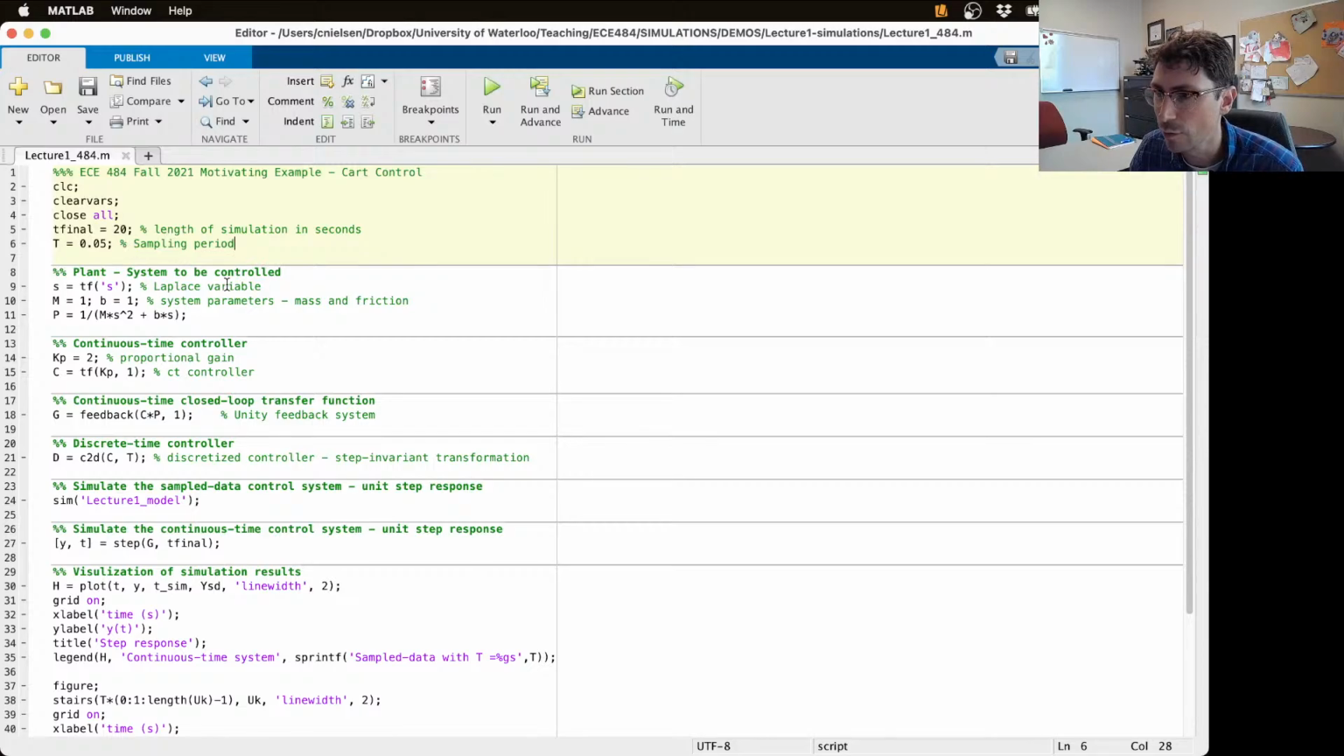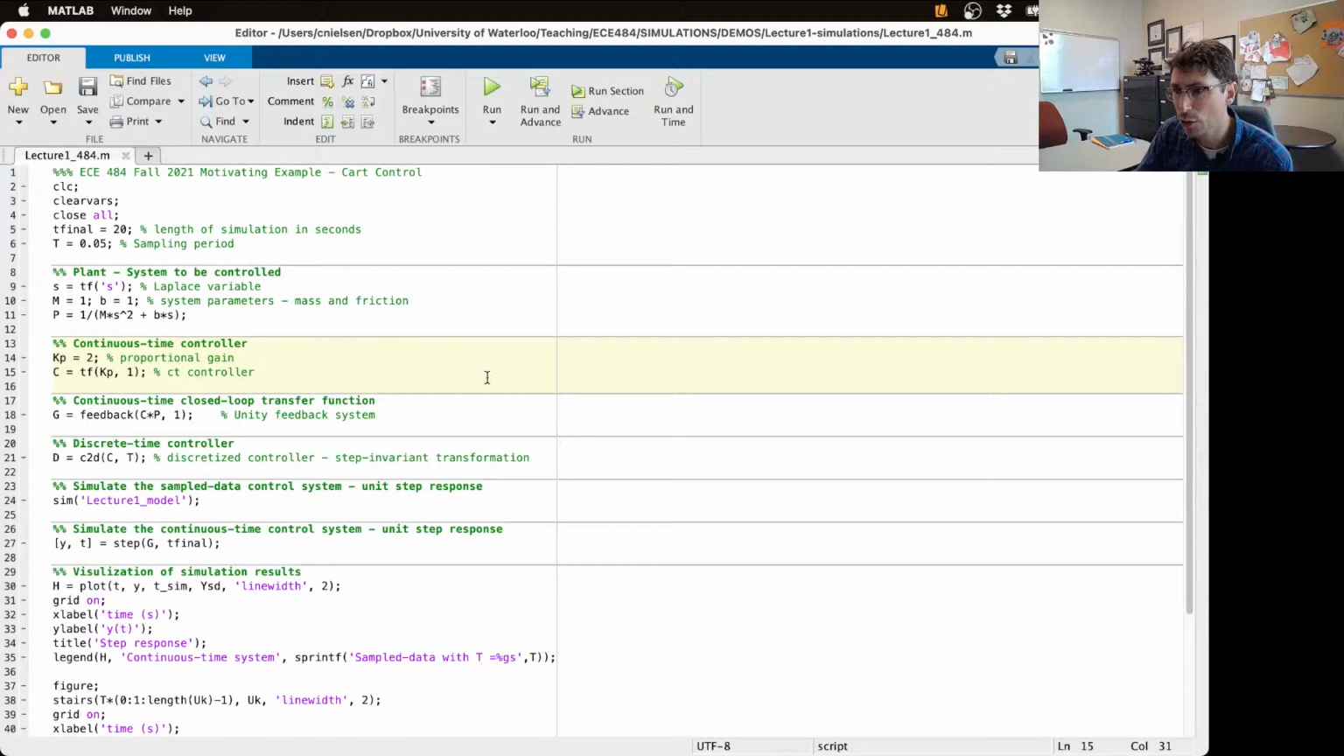And then the rest is sort of the usual stuff. So I'm going to define my plant transfer function, which we derived last class. I've got a controller, my proportional gain. I'm going to use a proportional gain of 2. There's my continuous time controller. And so what I want to do in this simulation is compare a purely continuous time simulation to a simulation which actually includes the analog to digital conversion hardware and the digital to analog conversion hardware.